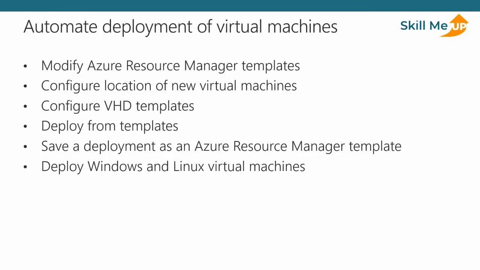Also need to understand configuring VHD templates. The idea here is that you can create a base image from your virtual machine, go through it, and you can then capture a virtual machine. You can then deploy from that VHD template as a new virtual machine. You can also have an image gallery where you can keep track of those images that you capture. Again, saving the deployment of Resource Manager and deploying the virtual machines themselves.